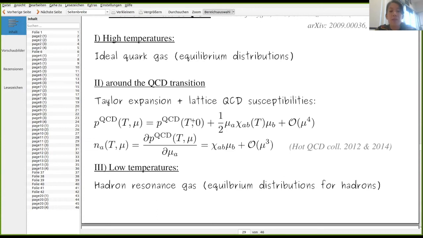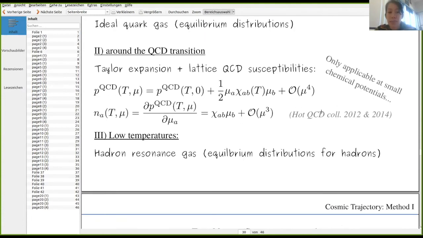If you do so, then you'll see that there is a zero order contribution, the first order contribution vanishes, and you have a second order contribution. This second order contribution is then parameterized by these chi functions, which are called lattice QCD susceptibilities. These susceptibilities can be calculated on a lattice, and all the thermodynamic quantities we're interested in, also like the net number density, can be expressed through these lattice QCD susceptibilities. So we simply use this.